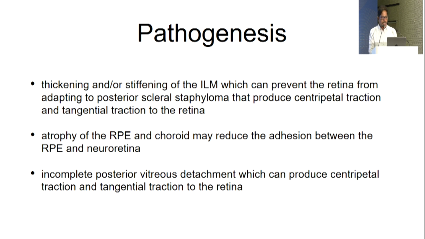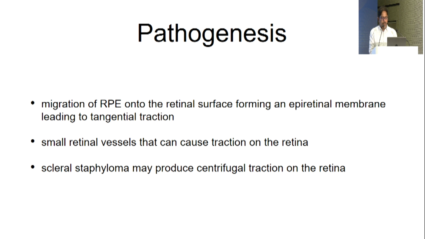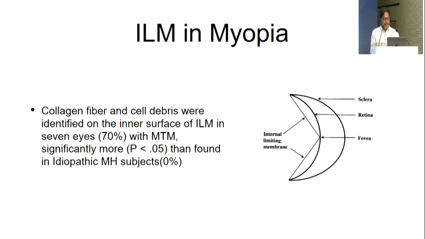The pathogenesis, why it happens, is because of the stiffening of the ILM, the non-redundance of the retina, atrophy of the RPE and choroid causing loss of that negative traction suction force, and incomplete PPD and the schitic vitreous. All these, including stiff vessels, have been suggested as a cause of this myopic traction maculopathy. When the ILM was sent for histopathological evaluation, collagen fibers and cell debris were identified on the inner surface of the ILM in most cases of MTM, compared to normal patients.